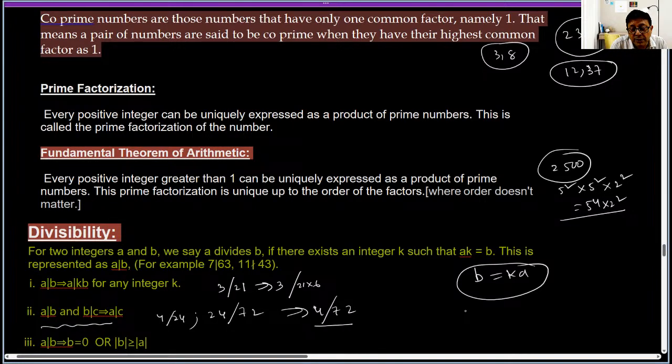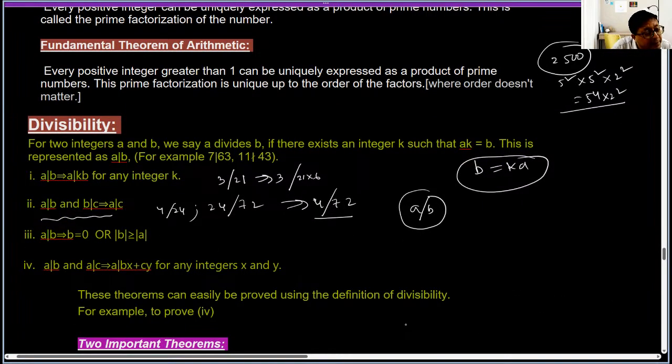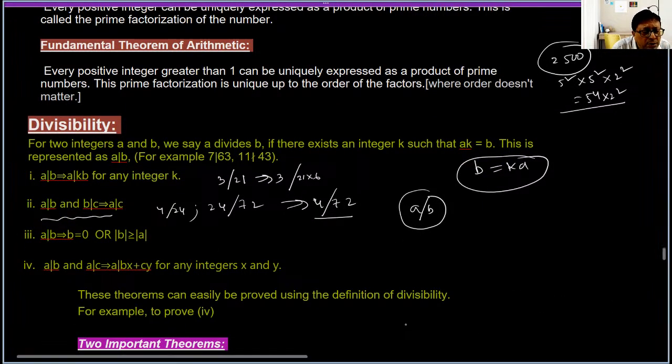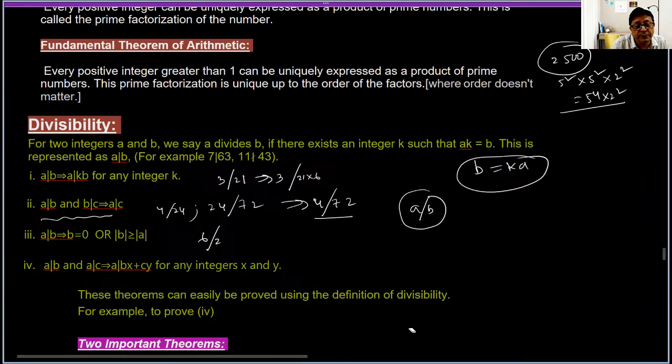This is the symbol we have used. A divides b will be represented by this. This I already told you earlier. Now if a divides b, then either b equals 0 or mod b is greater than or equal to a. Mod b symbol, don't be confused. Mod b will make the quantity positive. As an application, 6 divides minus 24. Not 24, I am writing minus 20. Okay?